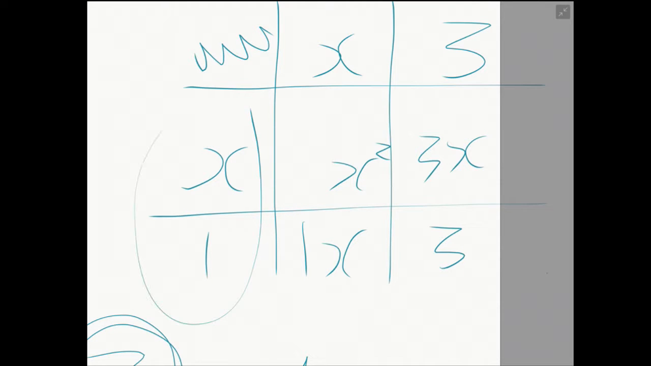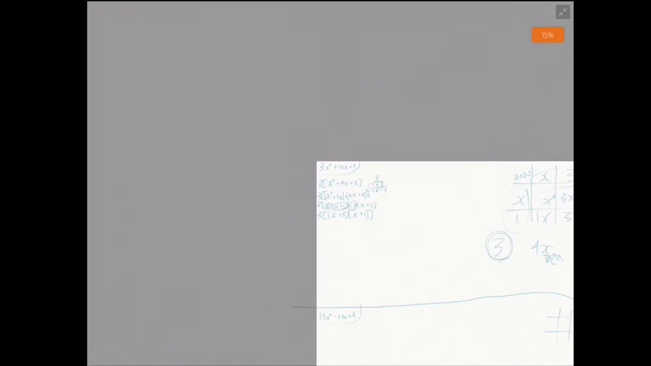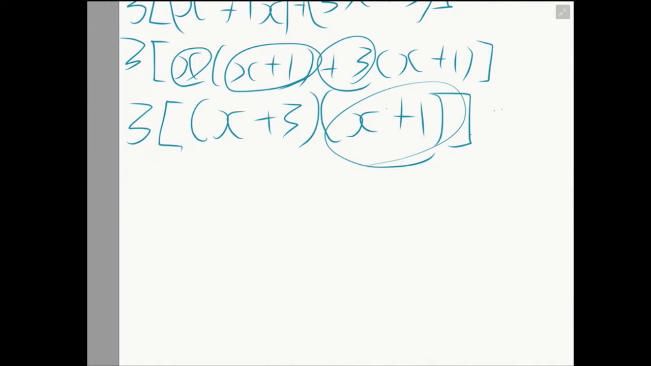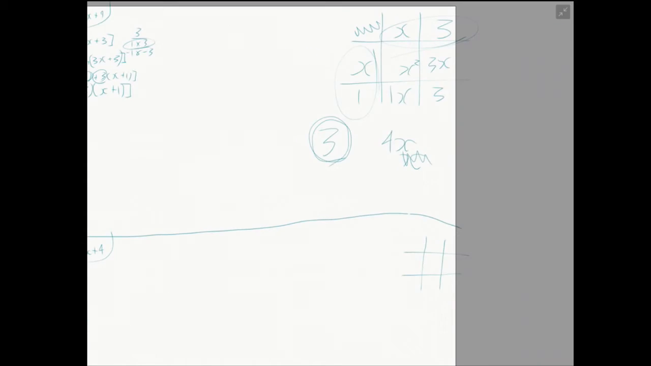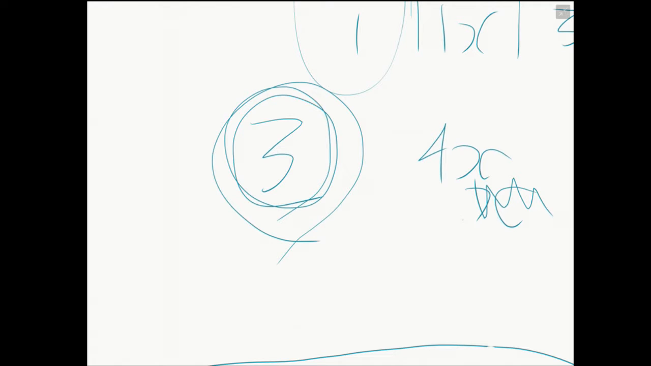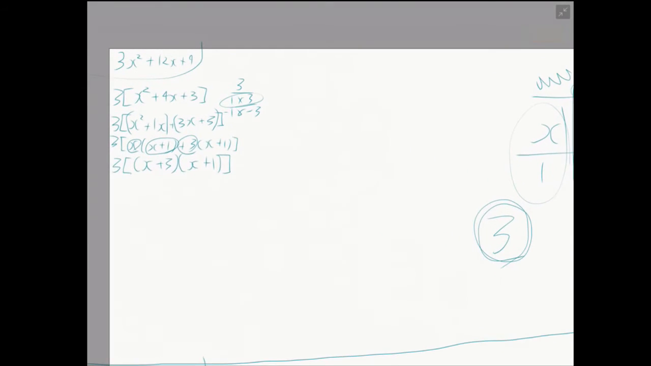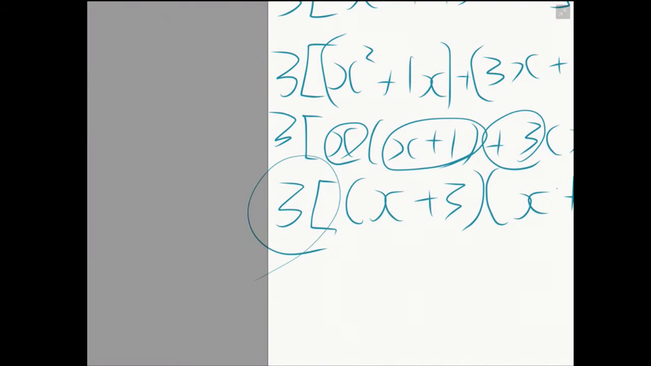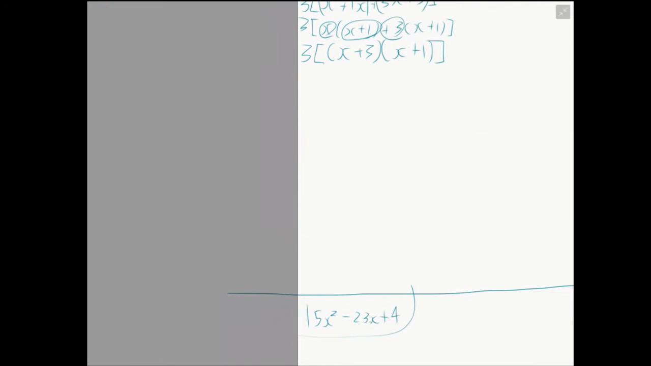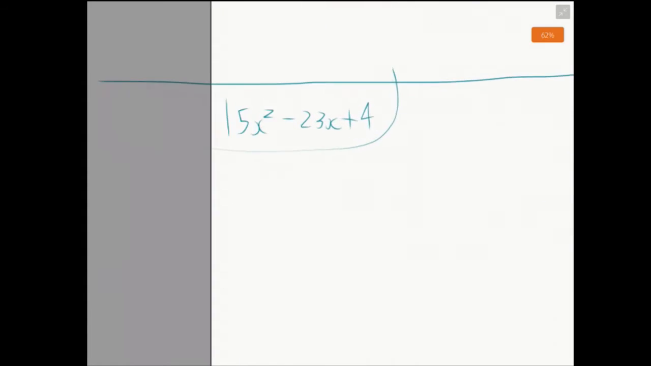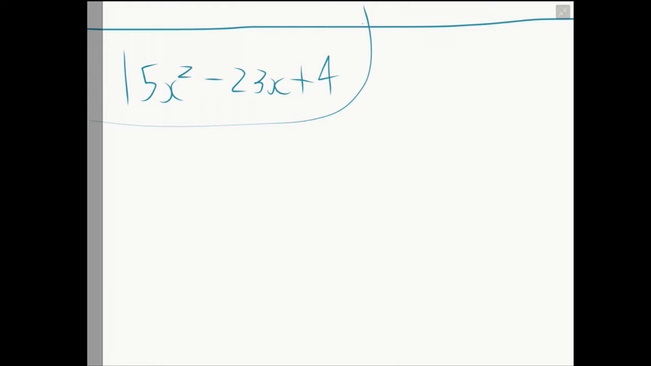Notice, x plus 1, x plus 3. Except what really sucks about this area model is this 3 that we had to keep in mind is kind of just dangling out there, so you do need to remember to multiply it in after. Anyway, let's move on to 15x squared minus 23x plus 4.